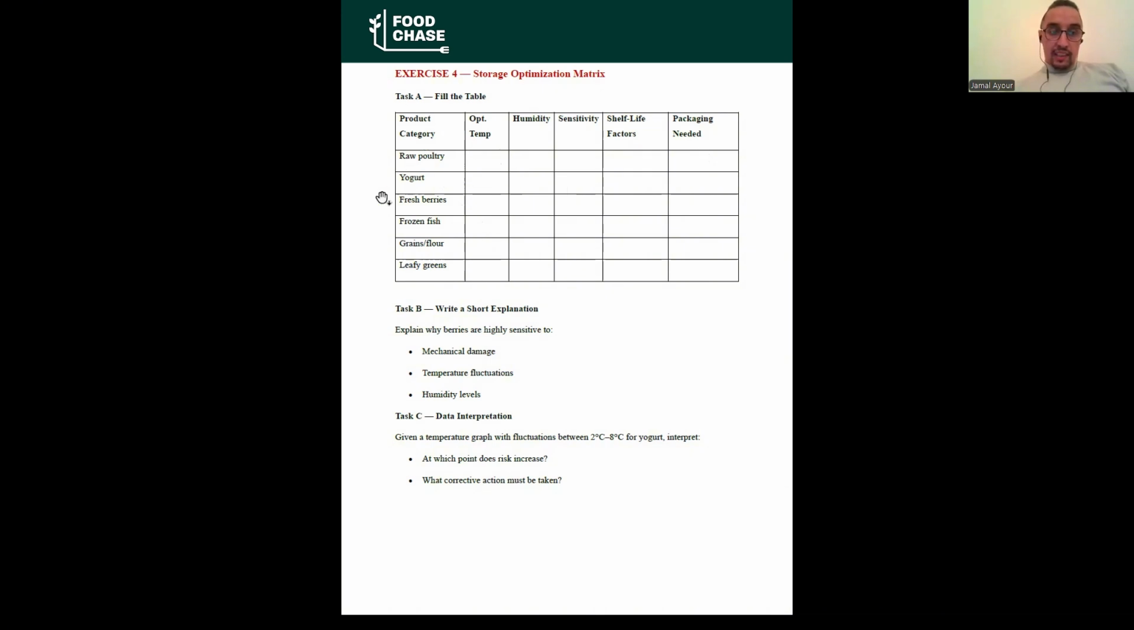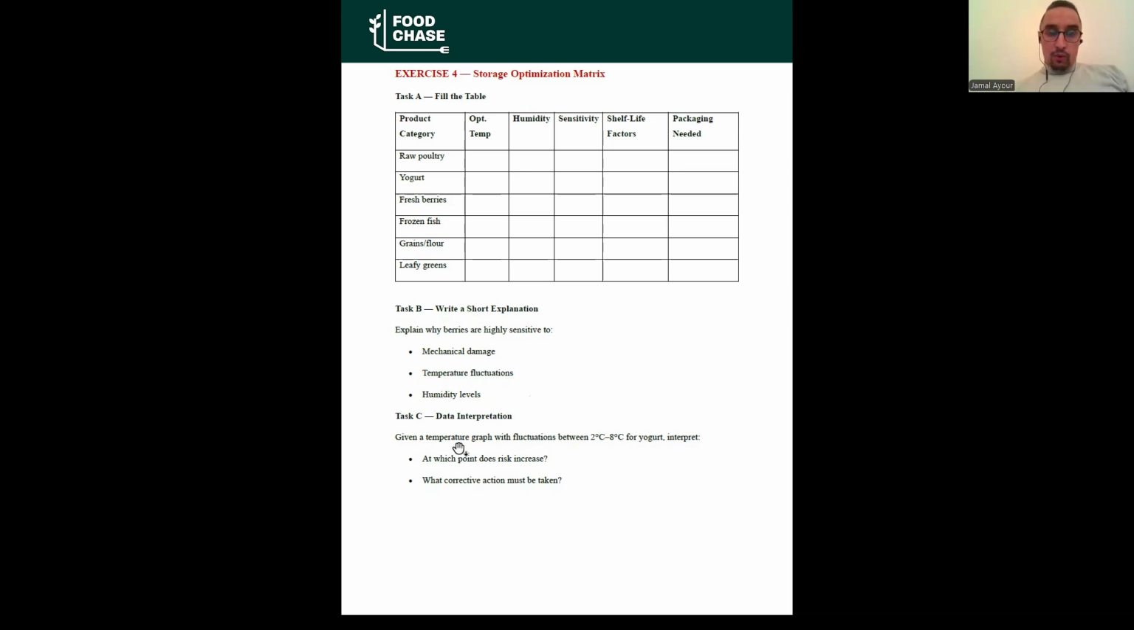That is the first task. And then for task B, write a short explanation about why berries are highly sensitive to mechanical damage, temperature fluctuation, and humidity levels. The objective is to explain why berries spoil quickly in these conditions.